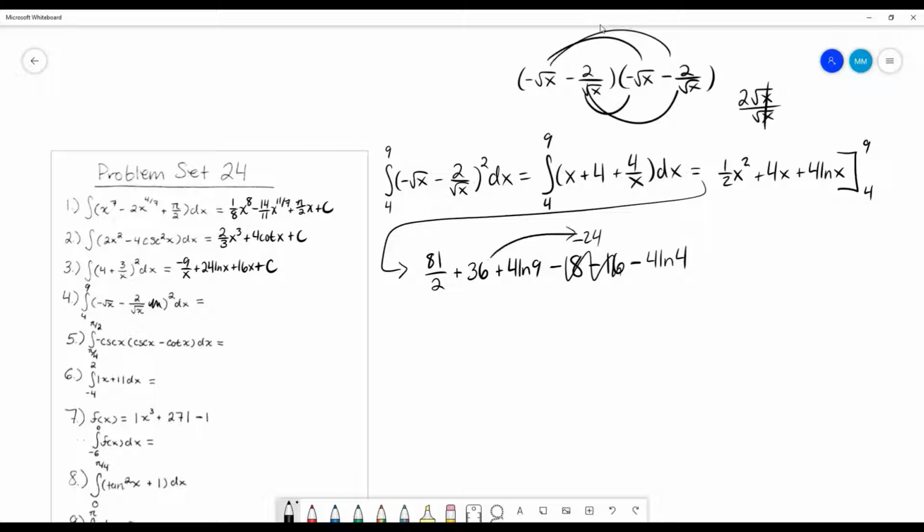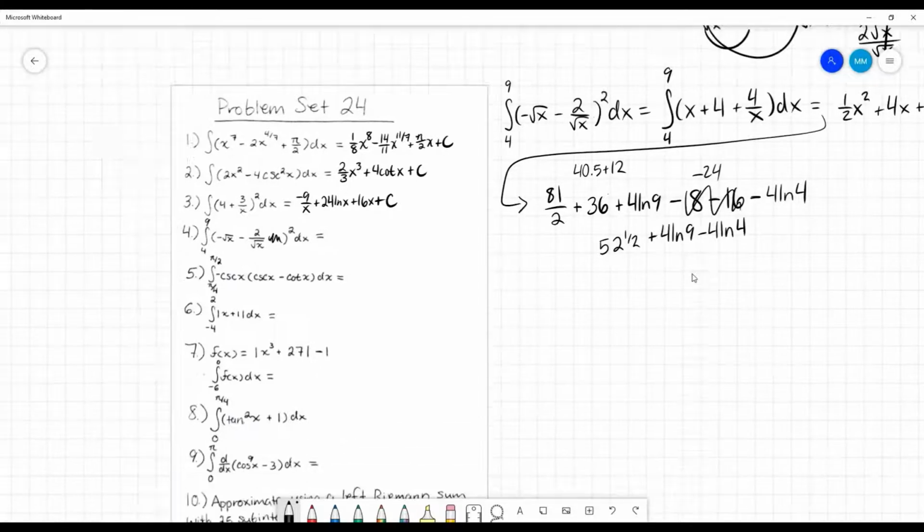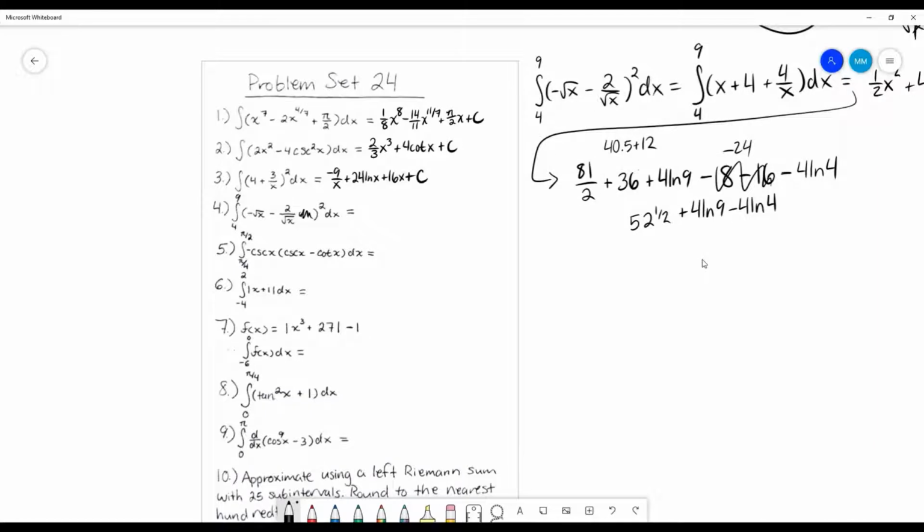And taking those together, that's just going to be 12 plus 40.5 is going to be 52.5, and then plus those natural logs there. Okay. And we can just leave it like that. You're welcome to plug that into a calculator if you so please. But yeah, I'm just going to leave it like that.